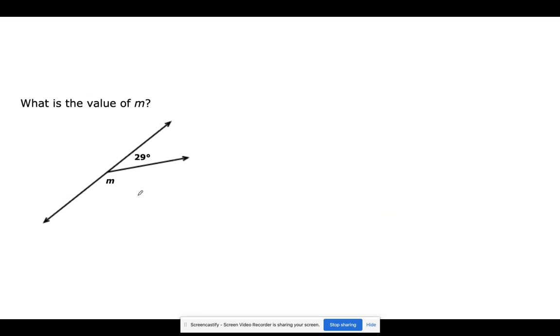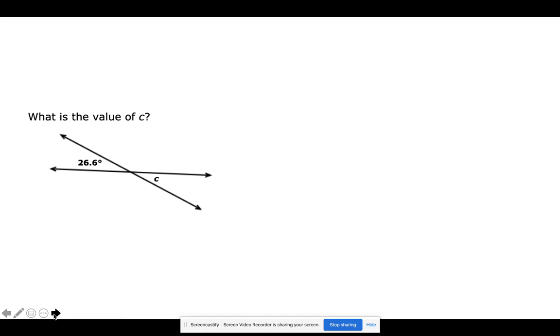So for instance, on this one, we have 2 angles that form a line, so they're supplementary. So what I would do is I'd take 180, and I would minus off the 29, and I would get a value of 151. So this angle here, angle M, would be 151 degrees because the 2 angles together add up to 180.